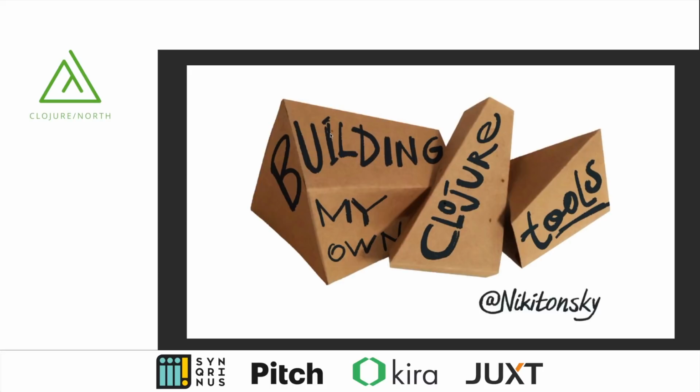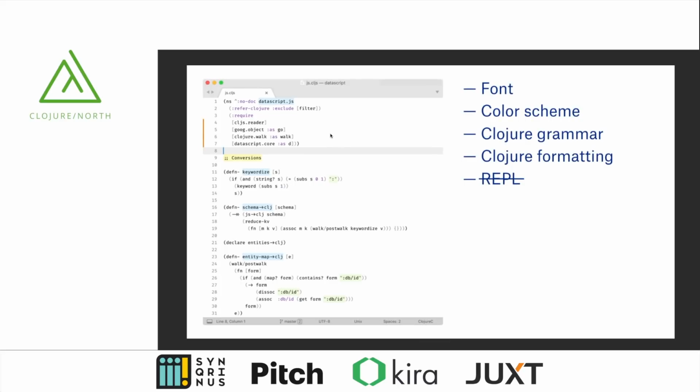So this is how my setup looks. It's Sublime Text, which I didn't write, but everything else in this screenshot is kind of mine, right? It's starting with the fonts. I'm using my own font, my own color scheme, my own Clojure grammar, my own Clojure formatting rules.